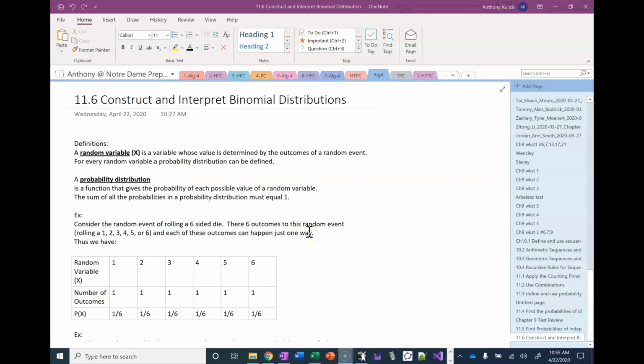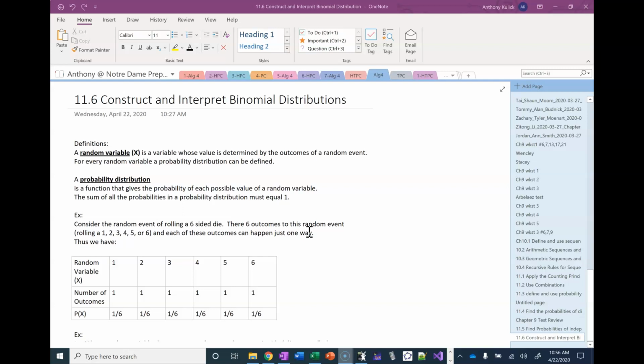Today we're going to talk about the last section in Chapter 11, which is about constructing and interpreting binomial distributions. So we'll start, as usual, with some definitions. We're going to start by defining something called a random variable, which we usually represent with the capital letter X. And this is a variable whose value is determined by the outcomes of a random event.